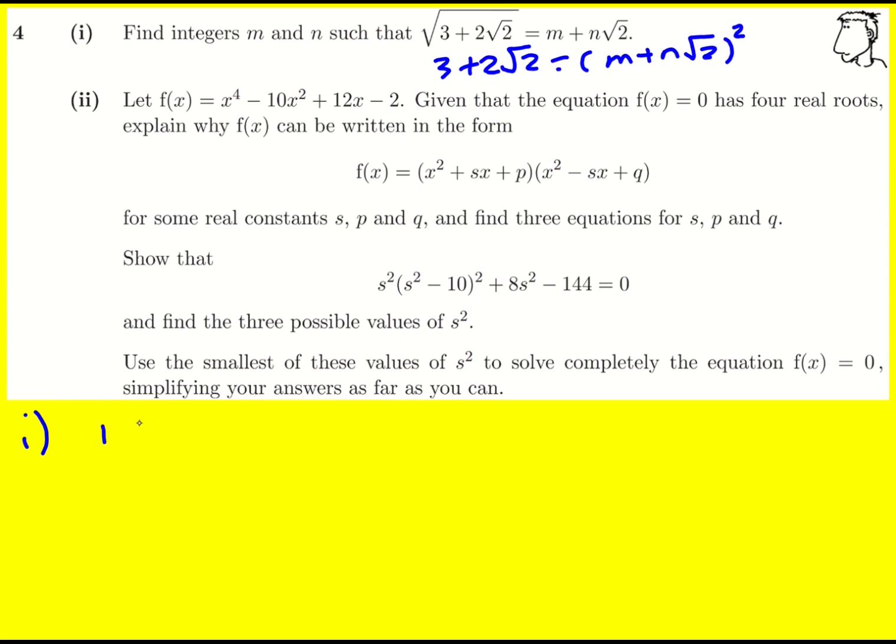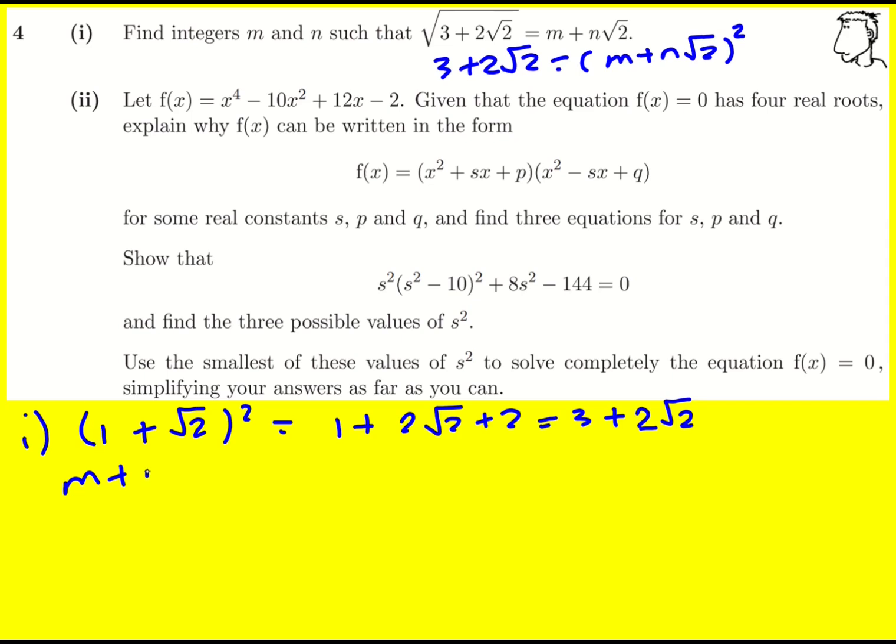And if we just try 1 and 1, so 1 plus root 2 all squared, then it actually works out. We get 1 plus 2 root 2 plus 2. We get 3, yeah, 3 plus 2 root 2. Okay, there's nothing wrong with that method whatsoever. So m plus n root 2 is going to be 1 plus root 2.